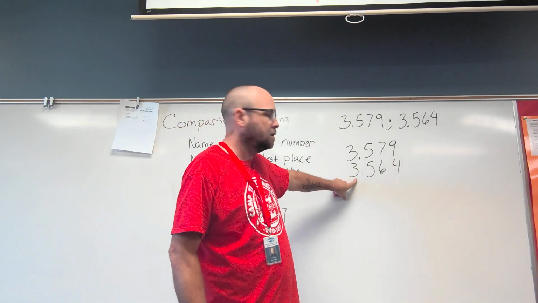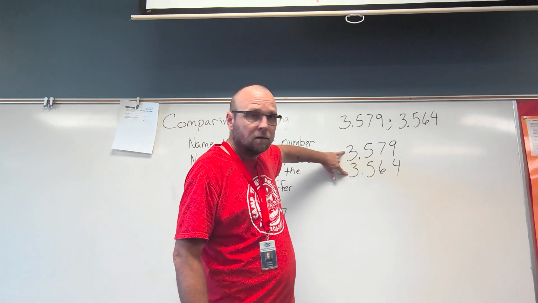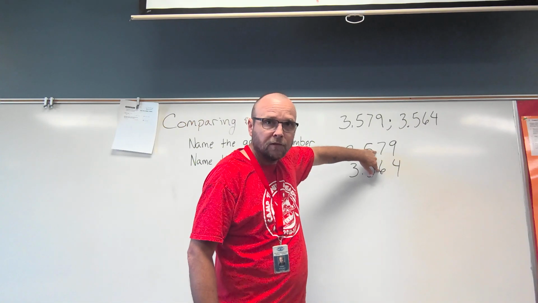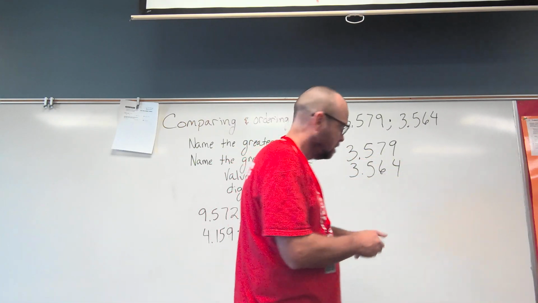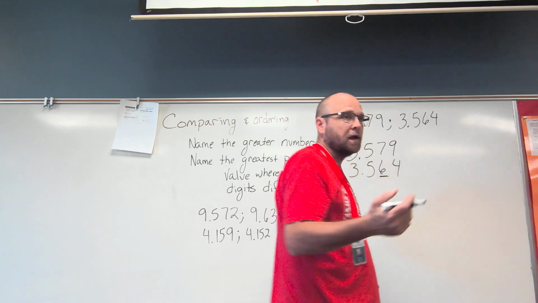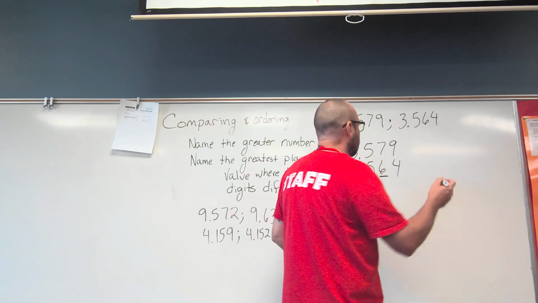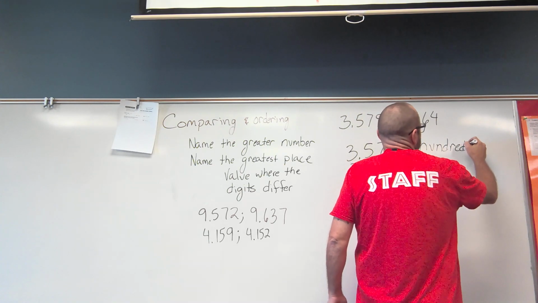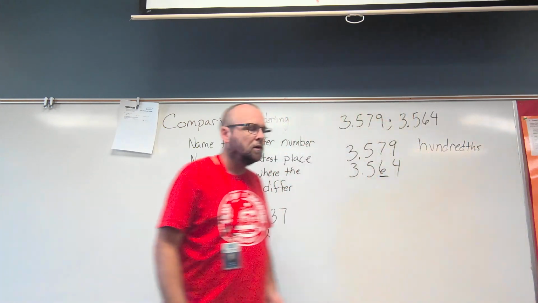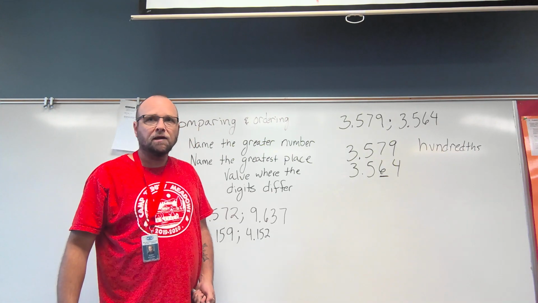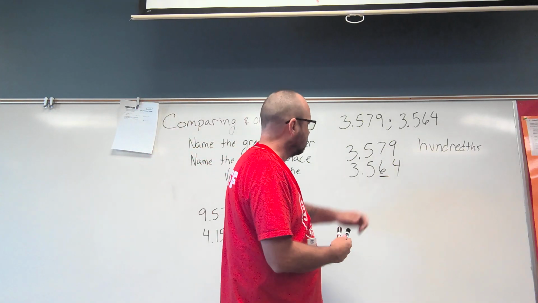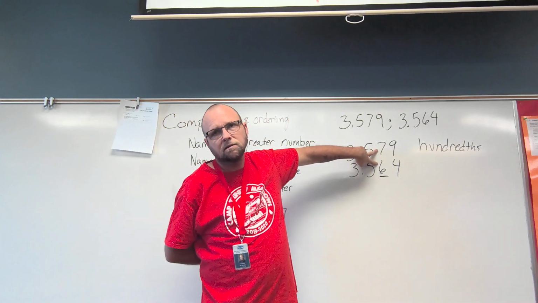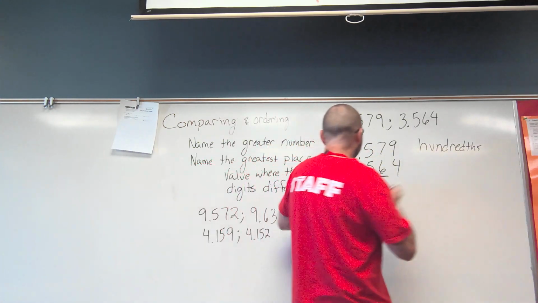So we have the ones all the way out to the thousandths. Polari, in the ones place, is there any difference between these two numbers? No. The tenths place? No. The hundredths place? Yes. So the largest place value where they differ is the hundredths. And see, this helps us practice our place values too. Then it says, name the biggest number. Polari, which is bigger, a 7 or a 6? 7. So this number is the biggest.